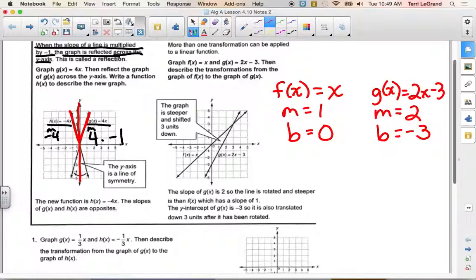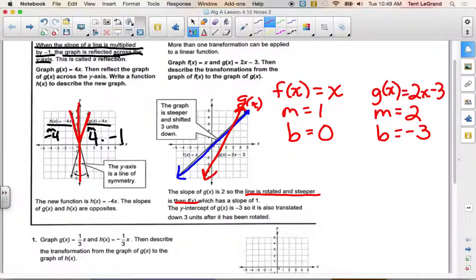Okay, here's the parent function right here. They got a graph for us. It's right there. And here's our new one, the red one. This is g of x right here. Did it get steeper or less steep? It got steeper, didn't it? Yeah. So this one had a rotation. It says the slope of g of x is 2, so the line is rotated and steeper than f of x. And then, did anything else change?